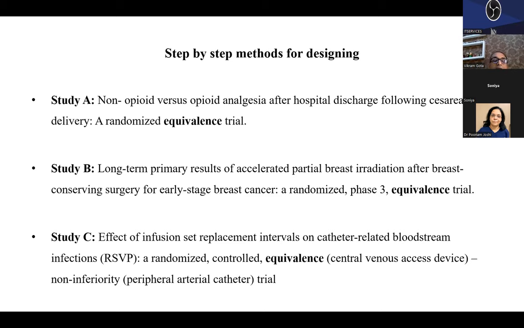And the third example is the effect of infusion set replacement intervals on catheter-related bloodstream infection. If I replace the catheter at 5 days versus 10 days, are the outcomes going to be inferior in terms of bloodstream infection? Catheter-related bloodstream infection, that is the hypothesis. And interestingly, there are two hypotheses that they are testing in the same trial. They are testing the central venous access devices for equivalence, and they are testing the peripheral arterial catheters for non-inferiority.